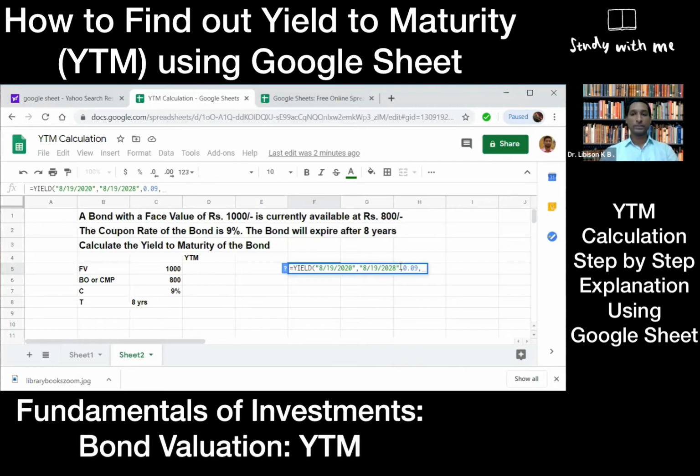So here the issue is the function is assuming everything by default in terms of 100. So you have to convert 800 into 100 terms. So we have to type 80 here instead of 800. Then instead of 1000, we put face value 100. It is because the function takes by default everything in terms of 100. That's why we are converting it. Then frequency of coupon payment is annual. So we type 1. If it is semi-annual, we should type 2. Close the bracket.